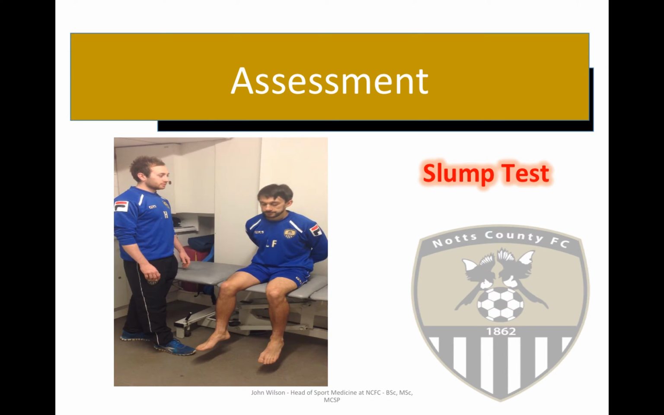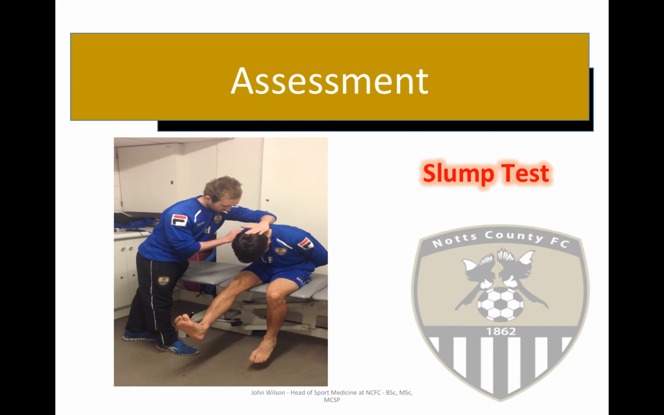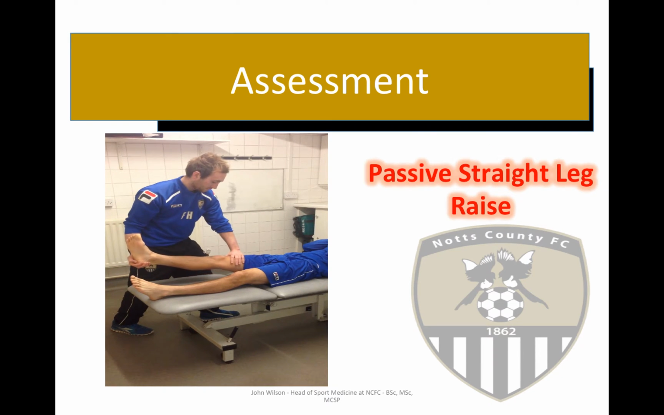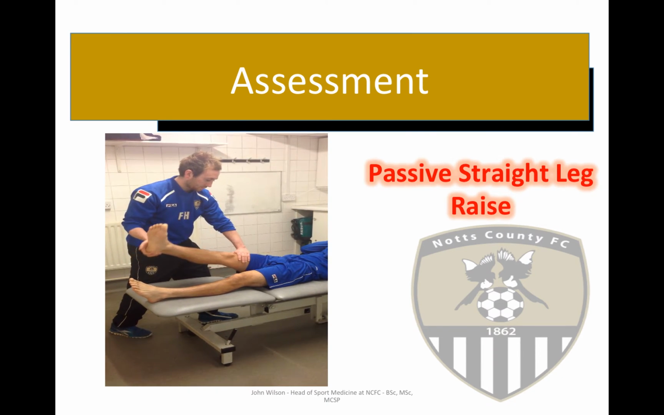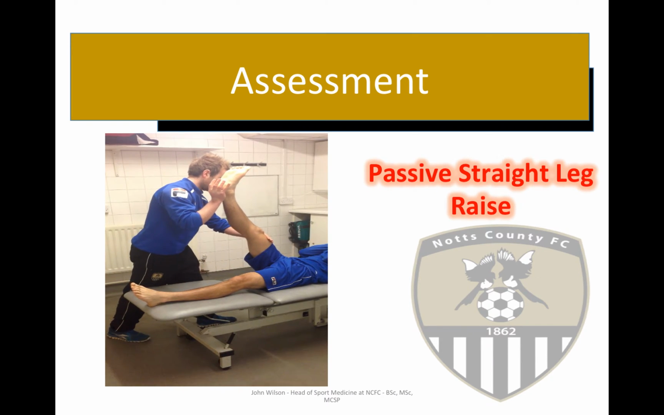To rule out a lumbar disc as a source of pain, I would carry out a slump test and passive straight leg raise as seen on the video. If all testing is negative so far, I can be reasonably confident in ruling out pathology from the lumbar spine as the main source for anterior hip pain.